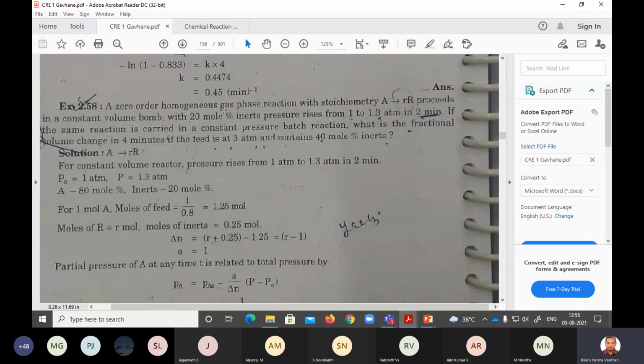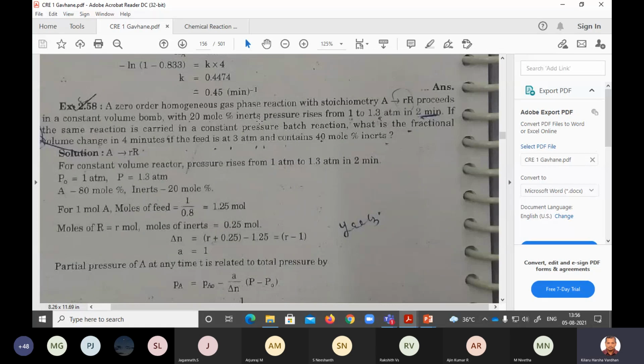So a zero order homogeneous gas phase reaction with a stoichiometry A gives RR proceeds in the previous problem. You can just keep some gap so that you can do it later, right? Don't strike out. You write this problem. A zero order homogeneous gaseous phase reaction with stoichiometry A gives RR proceeds in a constant volume bomb with a 20 mole percent inerts. So he is giving you inerts. The pressure rises from 1 to 1.3 atmospheres in 2 minutes.